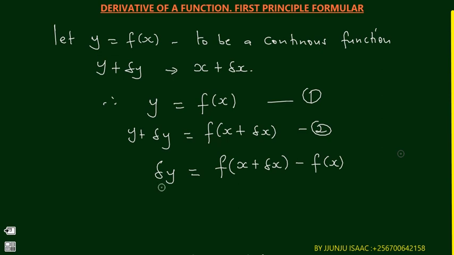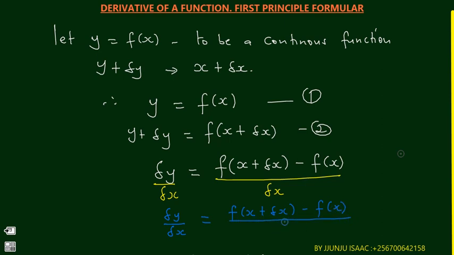Now next, I'm going to divide both sides with delta x. So I get delta y over delta x equal to f of x plus delta x minus f of x upon delta x. So let me create some space here.